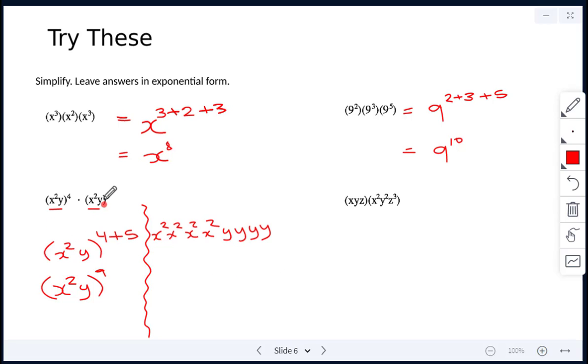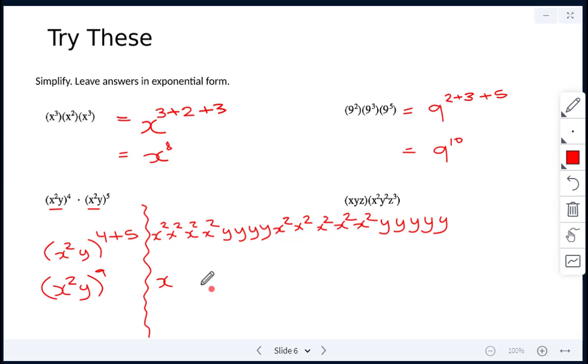And then we have the x squared y here 5 times. So this is going to become really long, but I would fully write this out as well. So x squared 5 times, and then the y 5 times as well. All right, now it's fully written out. I've expanded it all.